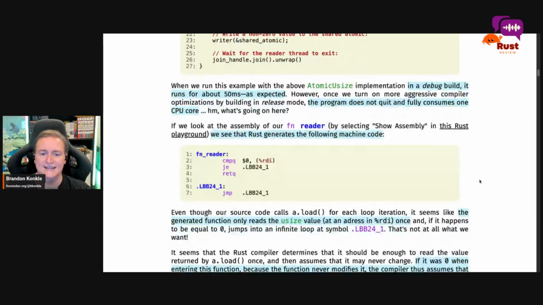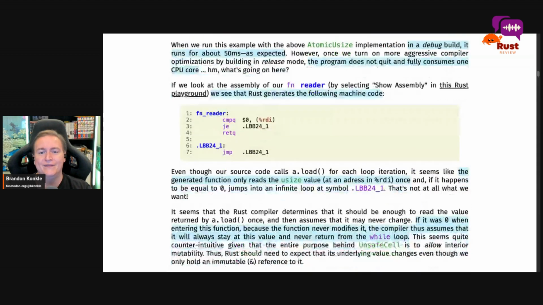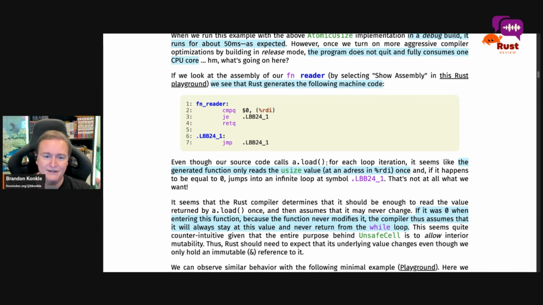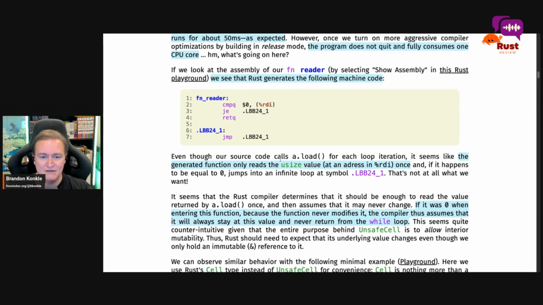It completes and exits. But if you compile it in release mode, the program doesn't quit and fully consumes a CPU core while it's running. So infinite loop, something's clearly going wrong. Why? In order to find out why, you've got to dig into the assembly. So he talks about how you can use the Rust playground to take a look at the underlying assembly that Rust generates. But here you can see it is just reading the usize once.